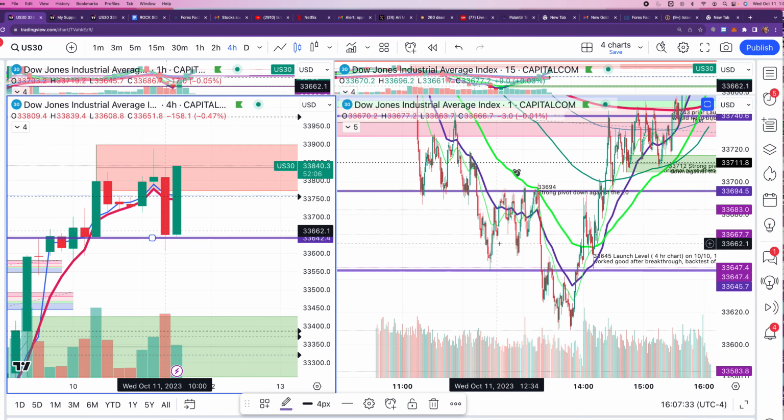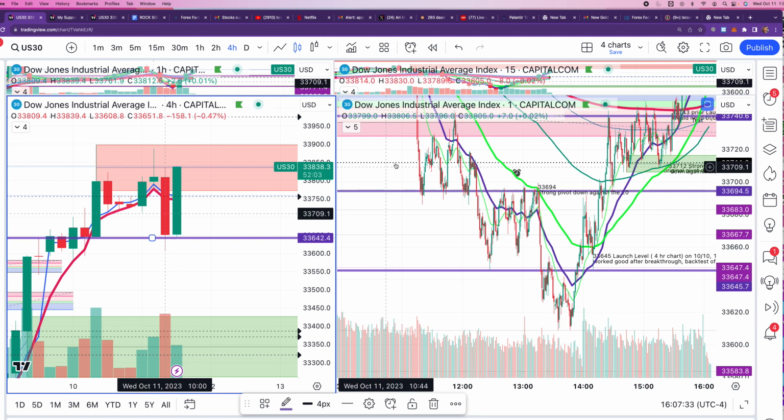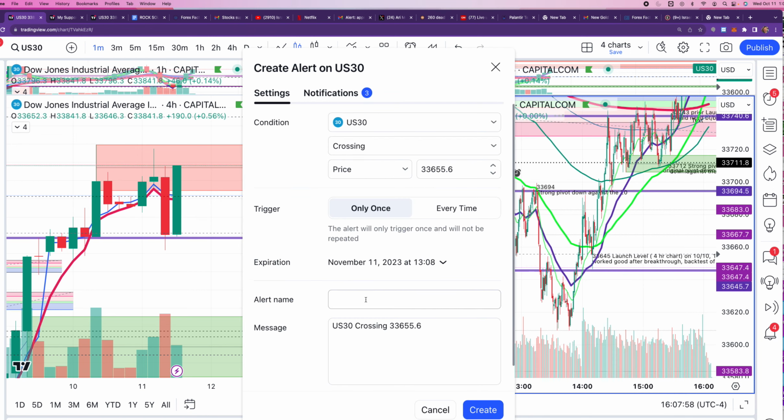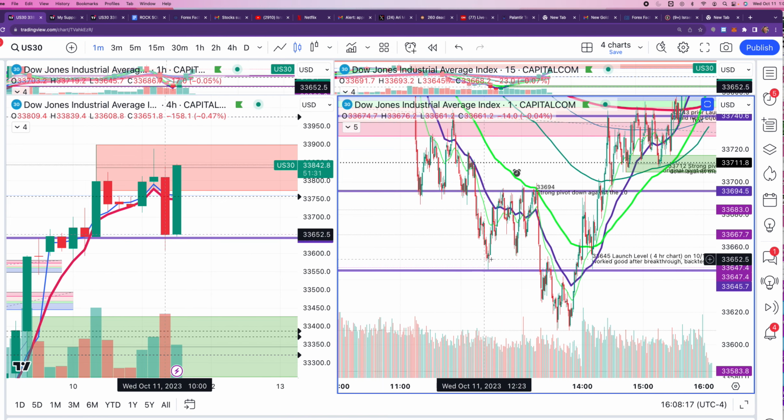Then you just watch very carefully. If and when price comes down to it, you can put an alert on it. You can say price approaching launch point from, and I think this one was 10 at 1000 hours. Create an alert. And now when price comes down to it, you'll be alerted.